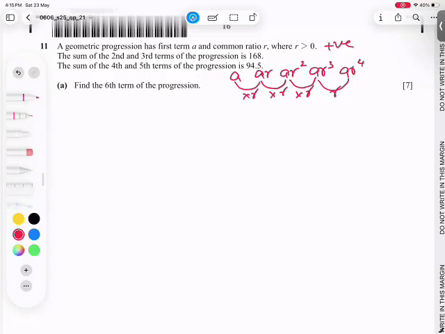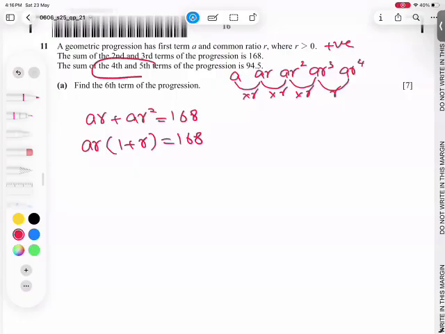Okay, so what is the story? We have second term and third term, so the sum of these two terms: second term is AR and third term is AR squared, equal to 168. I can take AR common: AR(1 + R) = 168. And fourth term and fifth term, first of all writing AR cubed plus AR to the power 4 is equal to 94.5. AR cubed common, we get AR cubed (1 + R).